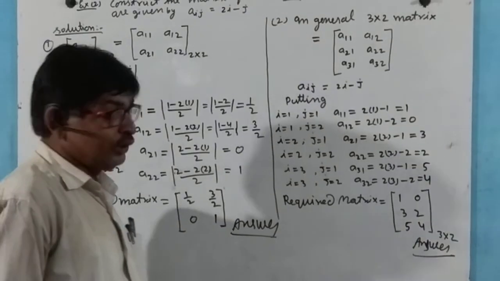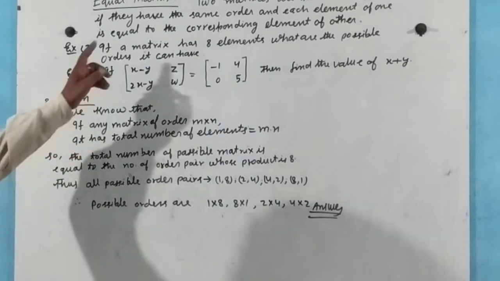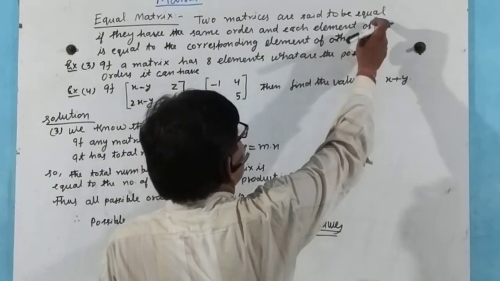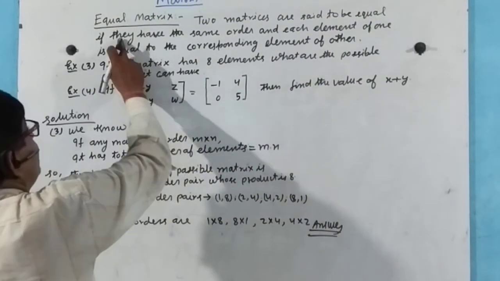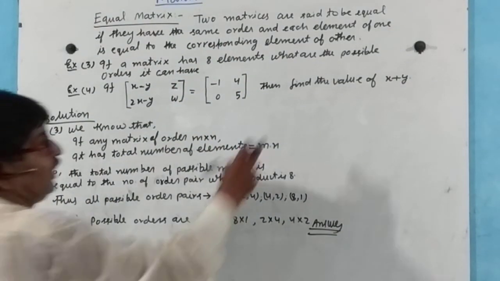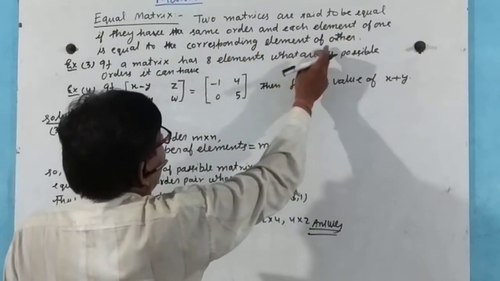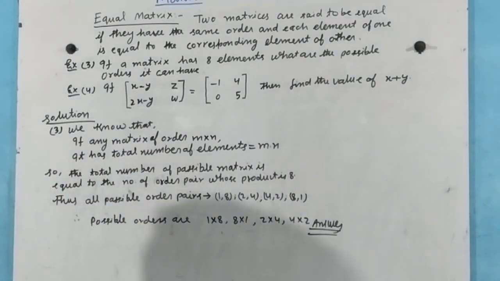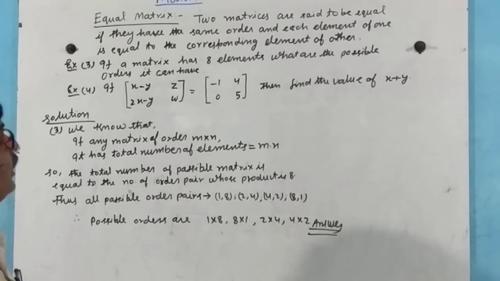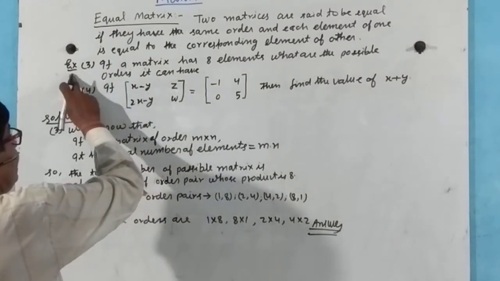Now we study about equal matrices. Two matrices are said to be equal if they have the same order and each element of one is equal to the corresponding element of the other. It means that order will be the same and corresponding elements will be the same, then that matrix is known as equal matrix. Here two questions. Question number 3.